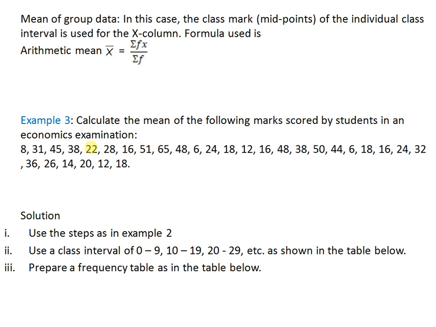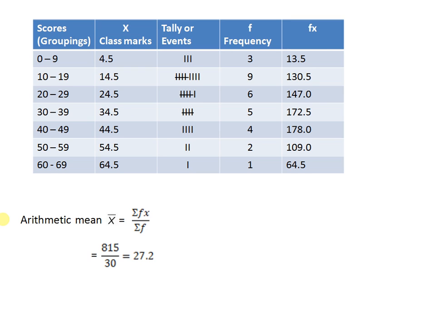So for the mean of grouped data, the class mark, which is the midpoint of each class interval, is used for the X column. Now when you're using grouped data, this is the formula you use, and this is the consequent example. So you prepare a table like this and you apply the formula. You can see in the formula that we have the summation of frequency down there instead of the number of figures.